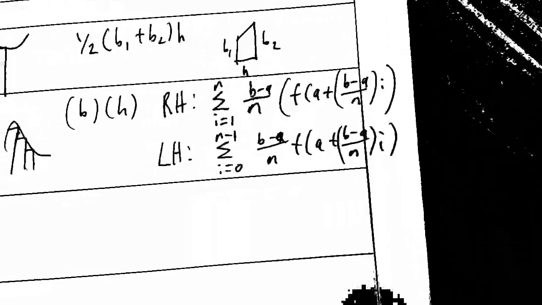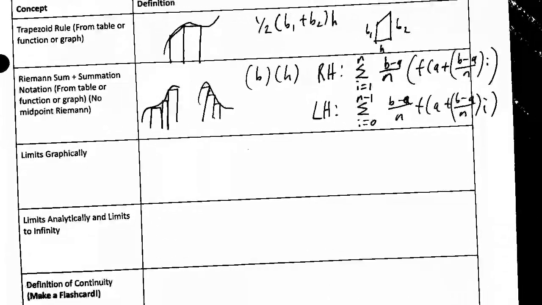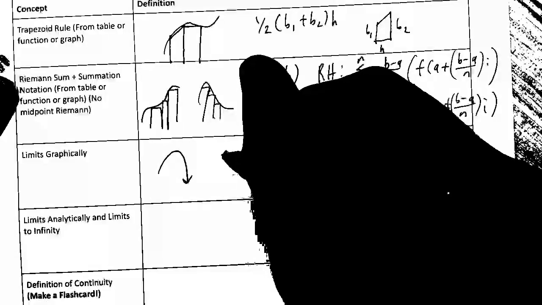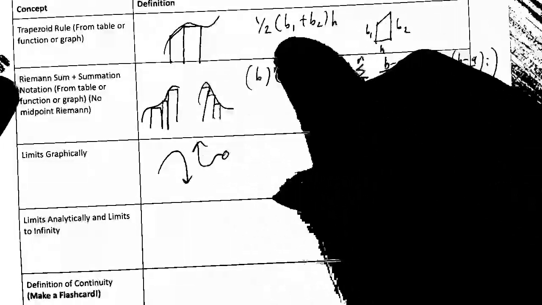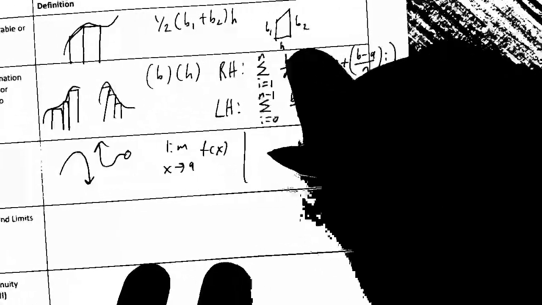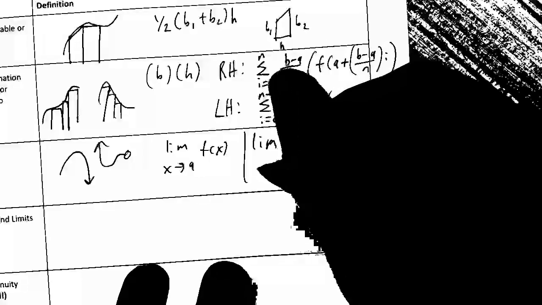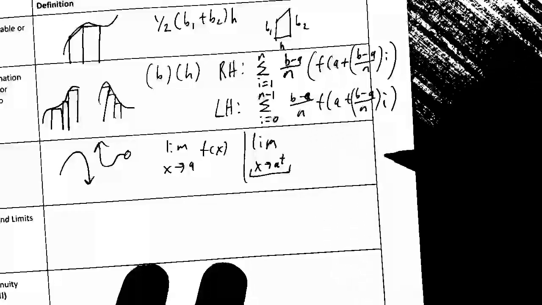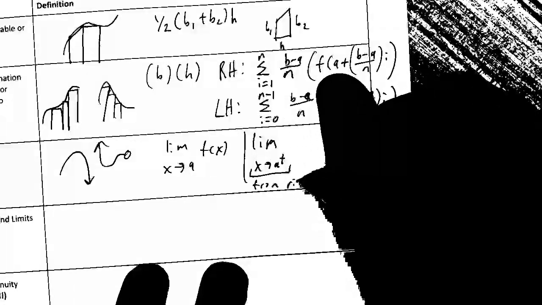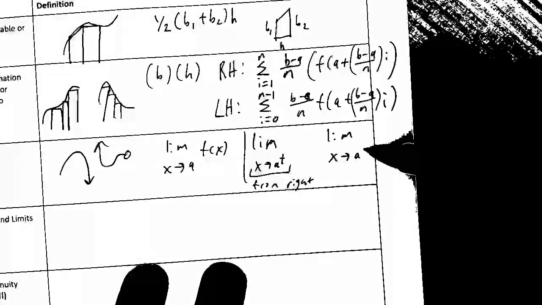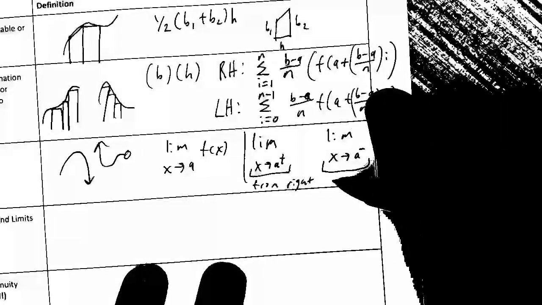Okay. Limits graphically. This was where you're given some drawing, and you're told, what is the limit as x approaches some number of f of x. Just remember that if it says limit x approaches a with a little plus sign, that means from the right, and if it's coming from the left, it has a little negative sign. This means from the left.